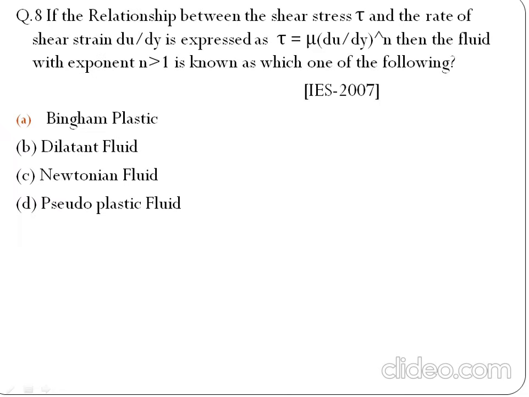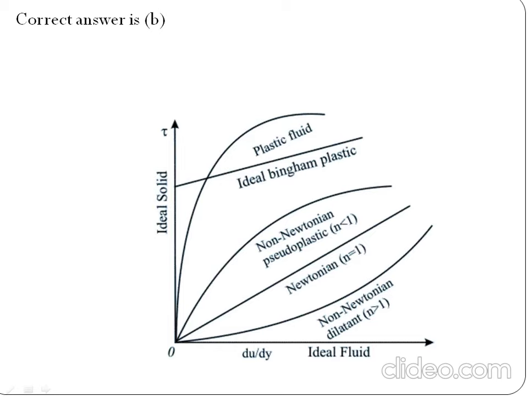Question 8. If the relation between the shear stress tau and rate of shear strain du upon dy is expressed as tau is equal to say mu du upon dy to the power n, then the fluid with exponent n greater than 1 is known as which of the following? Option A, Bingham plastic. Option B, dilatant fluid. Option C, Newtonian fluid. Option D, pseudoplastic fluid. So correct answer is option B, because we know non-Newtonian fluid dilatant n is greater than 1. We can see in the graph also.